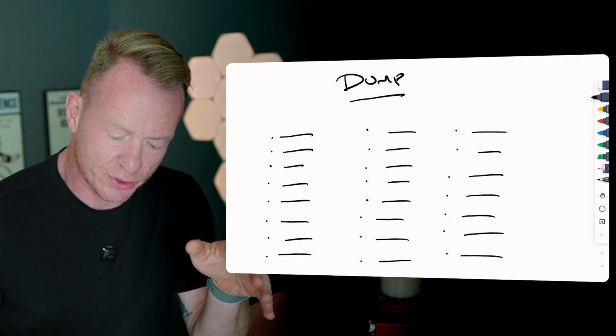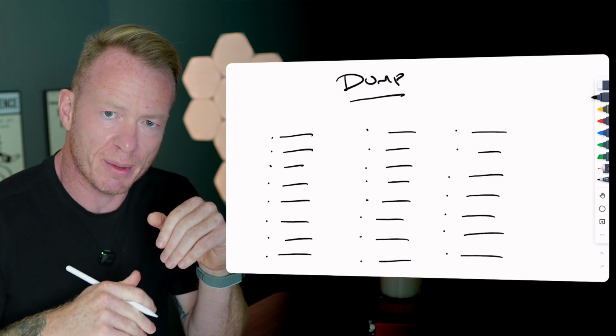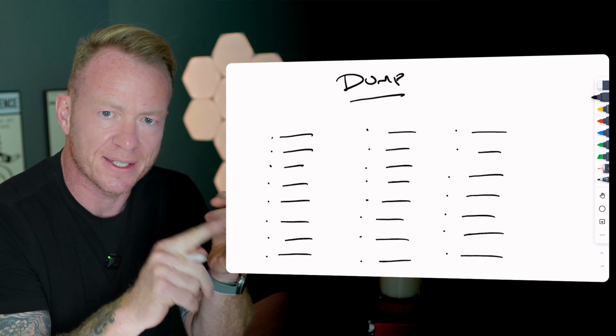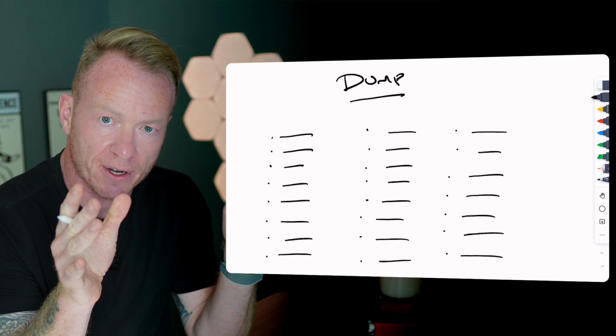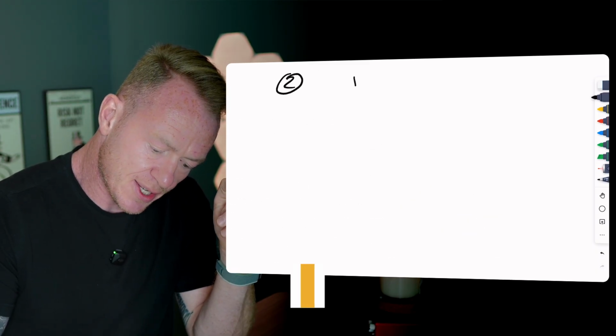Dumping it all into a document. I have a list of everything that's going on in my business, everything from marketing to sales to fulfillment, and it's all there in front of me. The next step, moving on, is decide.